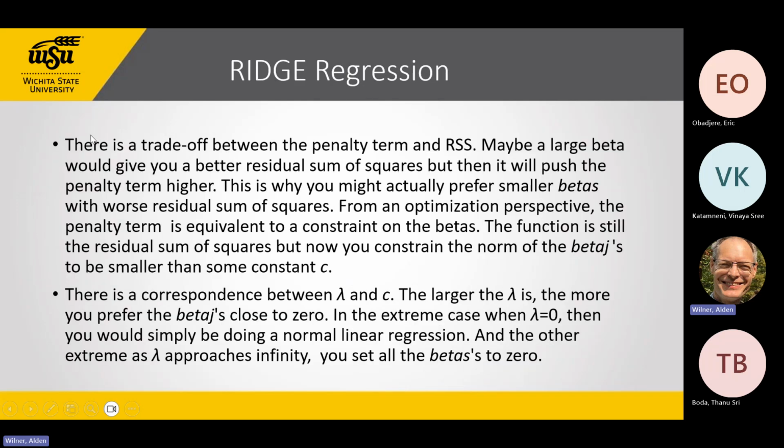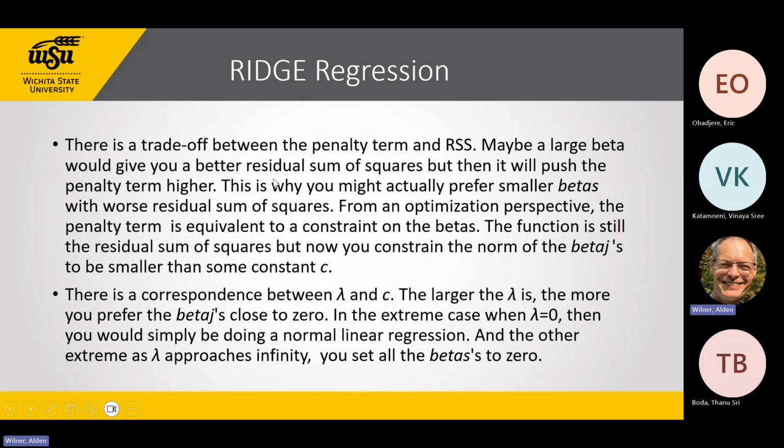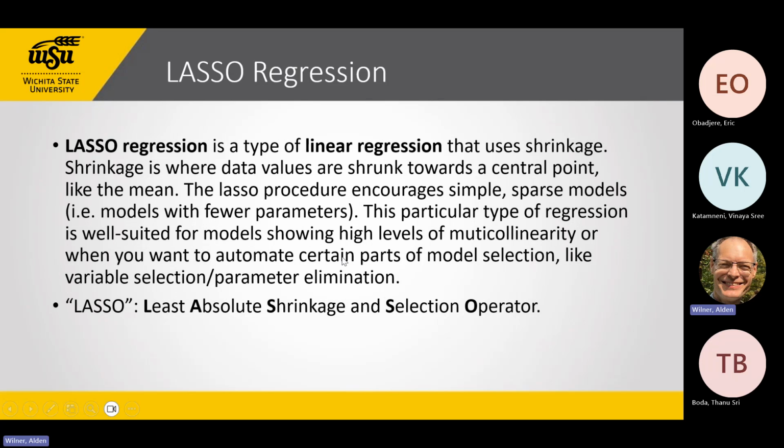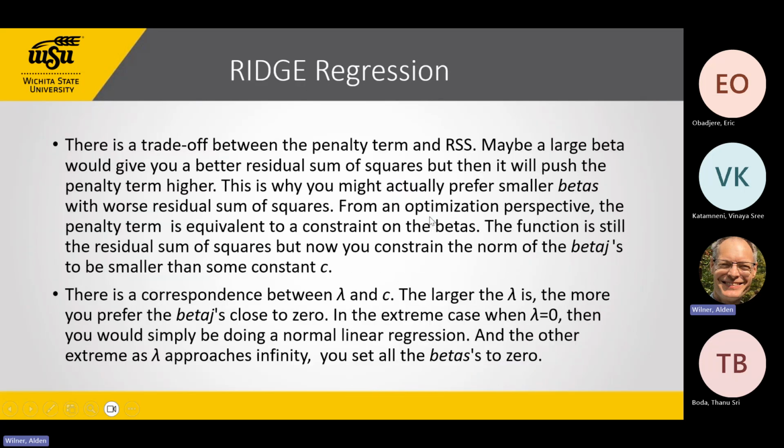There's a trade-off between the penalty and the residual sum of squares. There are too many words on this slide. So if we have a large beta value, that might give you a better residual sum of squares, but it'll push the penalty term higher. What we're saying here is that the closer we get to this, the bigger this blue circle has to become, the area of our constraint. So you might actually prefer smaller beta values with a worse residual sum of squares. So basically, we're constraining our betas to higher or lower values, pulling them away from the best estimate.